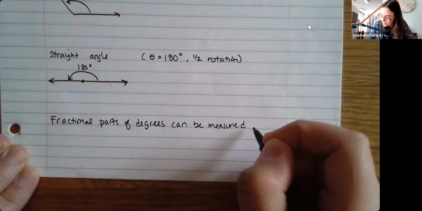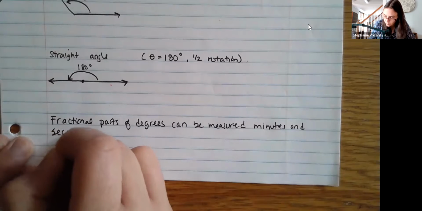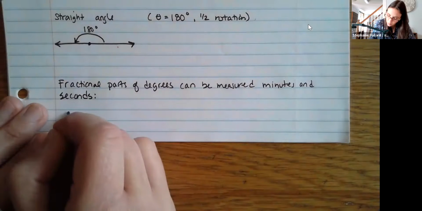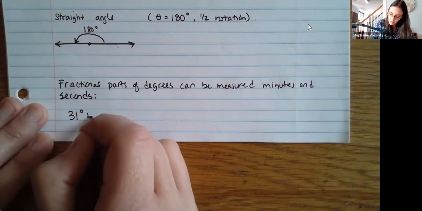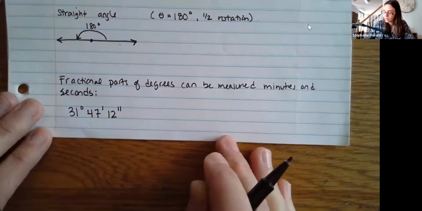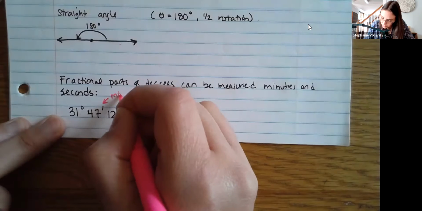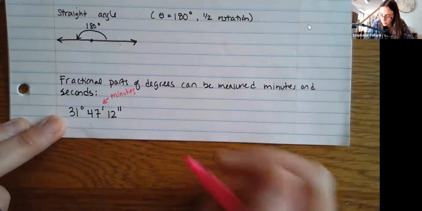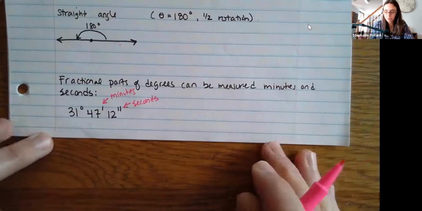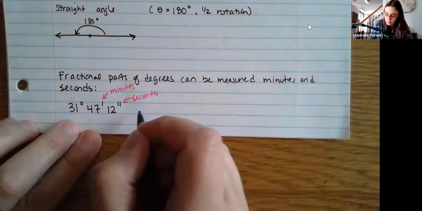They're called minutes and seconds. I'm going to give you one example here: 31 degrees, 47 minutes, 12 seconds. This notation here is for minutes, and this notation here, that double line, is for seconds. So how do you convert this into a decimal? We can use a pretty simple conversion here.